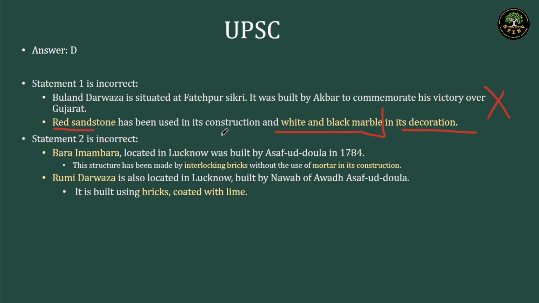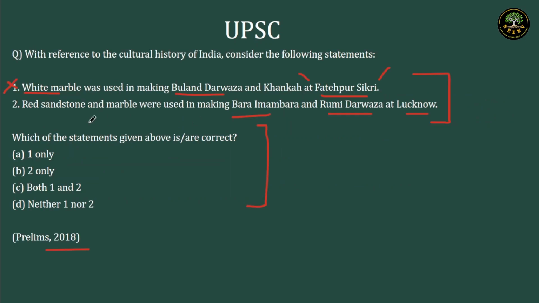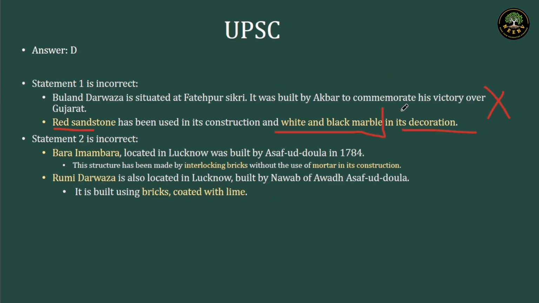And when it comes to the second statement, it talks about two structures. One is Bara Imambara and Rumi Darwaza. Both were not constructed by the Mughals. Both were constructed by later Nawabs. Both are by Asaf-ud-Daula, the Nawab of Awadh, the same person. And he has used brick and mortar technique coated with lime. So the construction of this provincial architecture, not the Mughals, the provincial architecture is different.